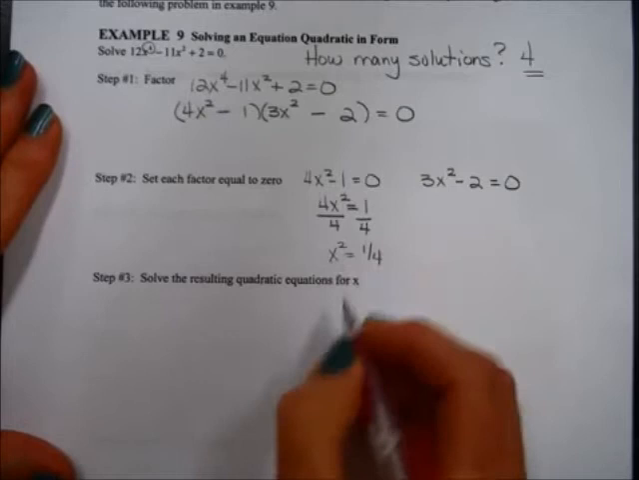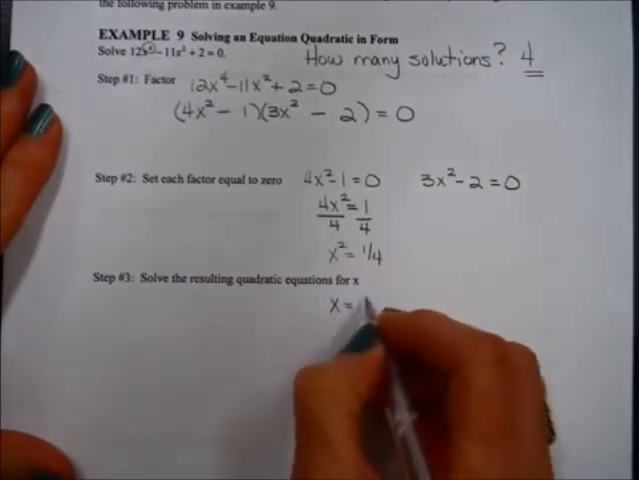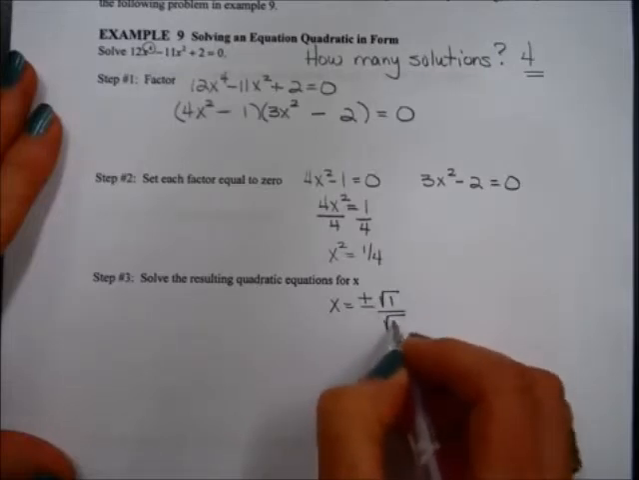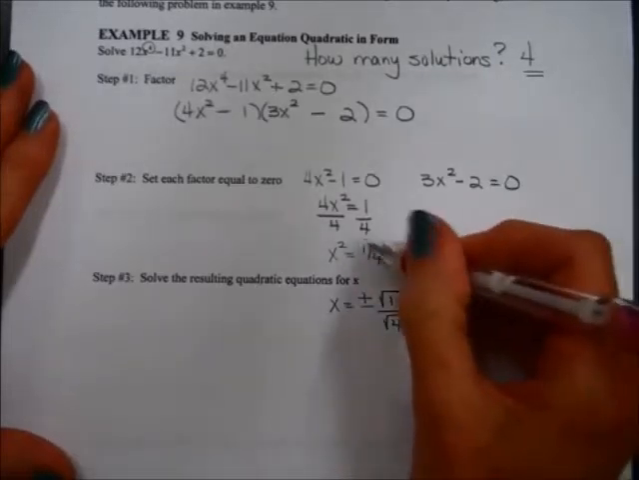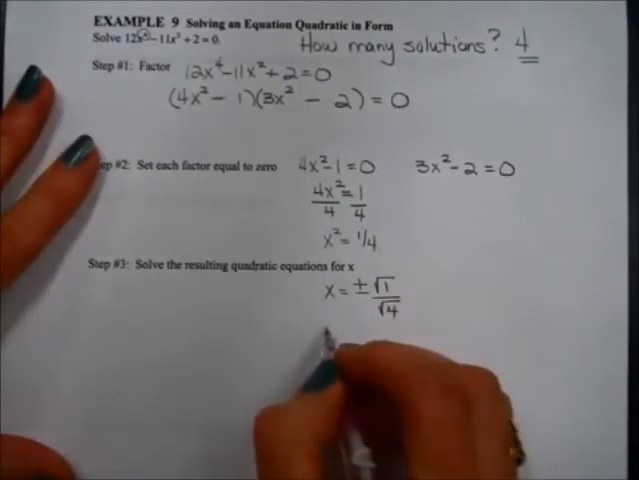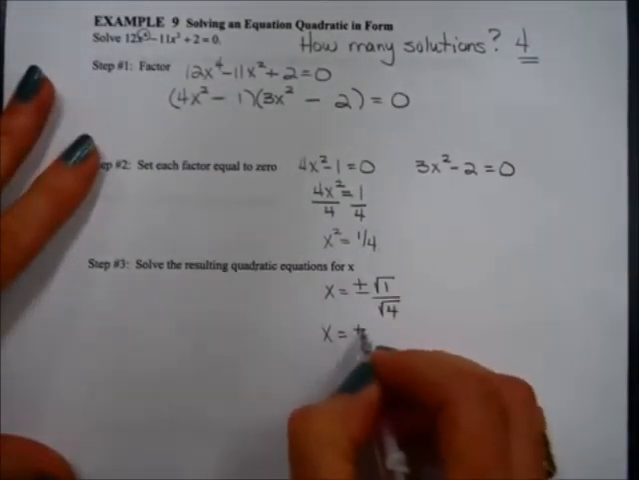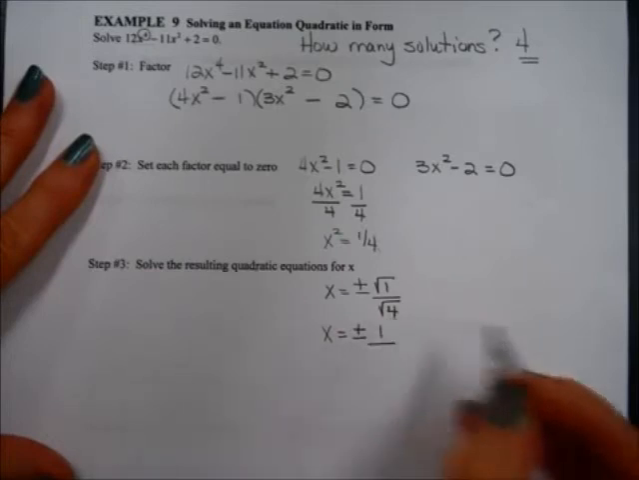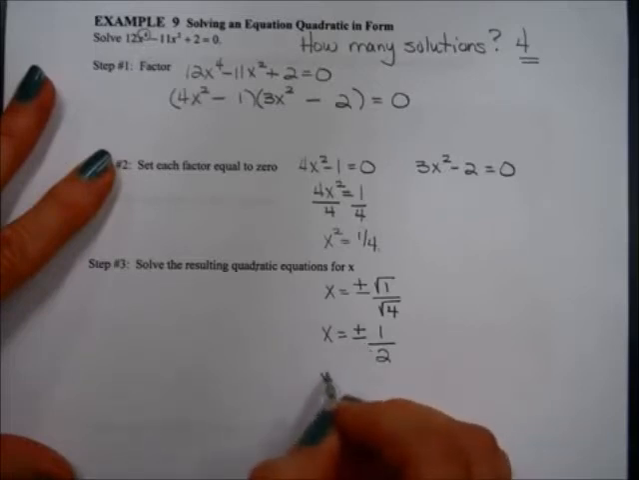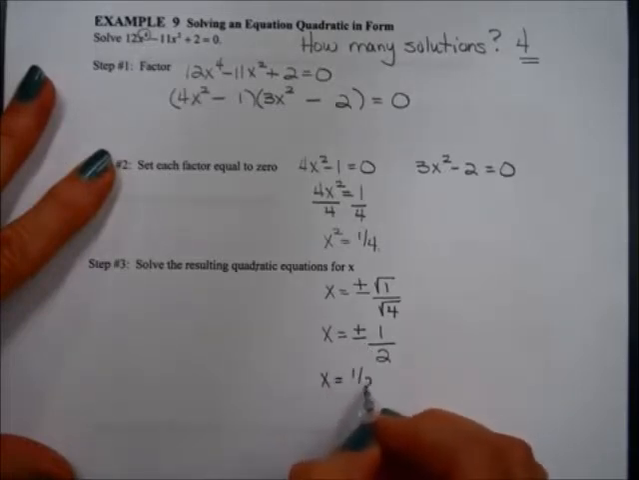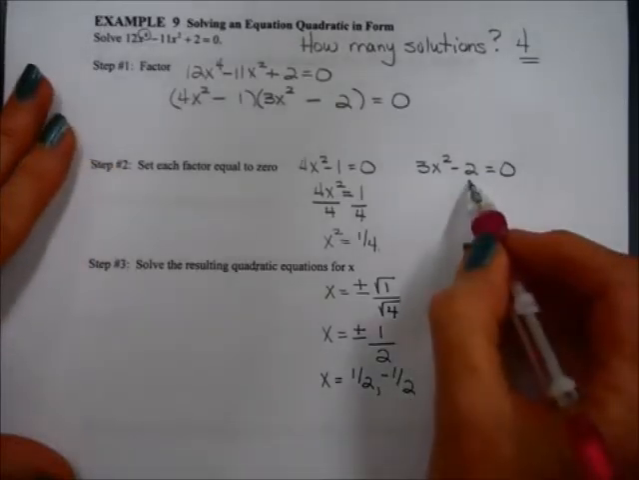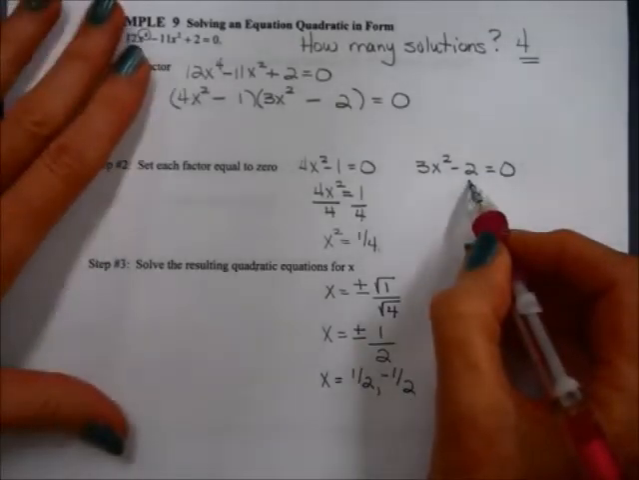Your square root property says that x is equal to plus or minus the square root of 1 over the square root of 4. Just split this up into the square root of the top divided by the square root of the bottom. Now, we know how to take the square root of 1. It is 1, and we know the square root of 4 is 2. So this gives you 2 solutions, positive 1/2 and negative 1/2. We're going to get 2 solutions from this equation right here.